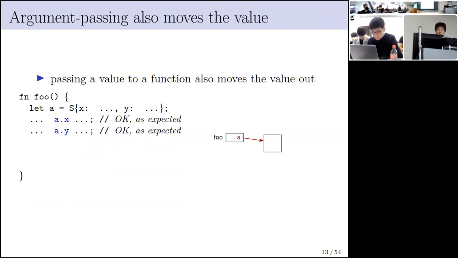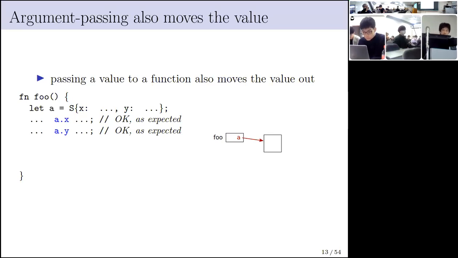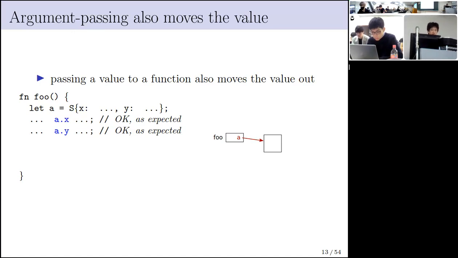And a similar thing happens elsewhere. Anywhere you have something like an assignment, so not literally the exact assignment statement. For example, a similar thing happens when you pass arguments to functions. Passing a value to a function also moves the value out.